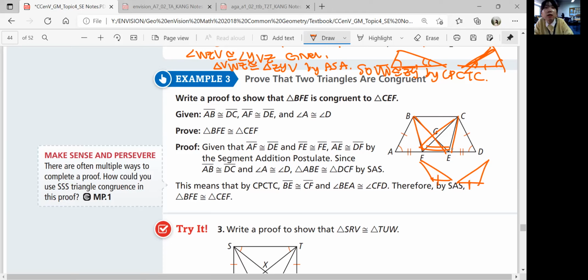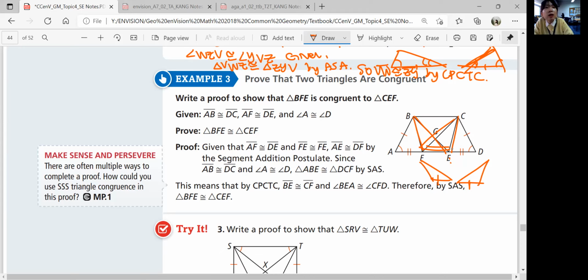Okay, and do we know any other information? We're given the other sides outside the triangle are congruent, other parts over here, and the angles here. So we might have to prove other triangles are congruent first, and then use CPCTC to get more information, right? So given that AF is congruent to DE and FE is congruent to itself, AE is congruent to DF. Does that make sense? By the segment addition postulate.